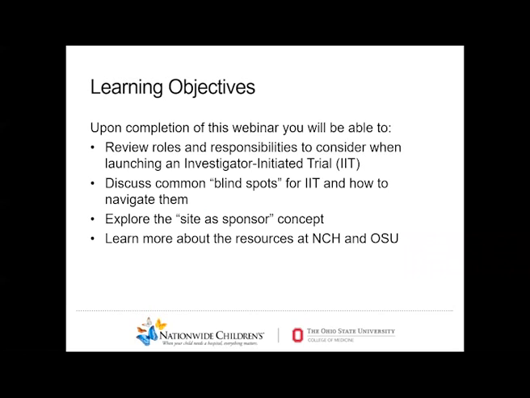Today we are going to have, like I said, a general overview talking about roles and responsibilities to consider when you are launching an investigator-initiated trial. And then we're going to talk about some blind spots for investigator-initiated trials and how to navigate them, and then learn more about the resources at NCH and OSU.